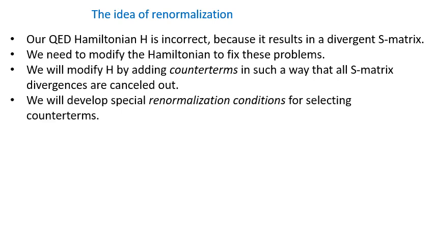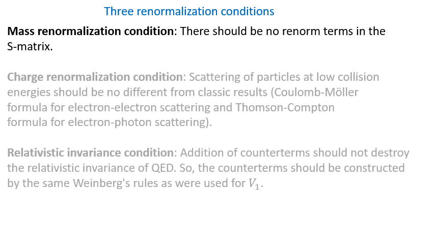In order to select counterterms, we will formulate physically meaningful renormalization conditions. There are three renormalization conditions. First, we demand that our S-matrix has no renorm terms in its expansion. We saw in our last lecture that the presence of renorm terms leads to a divergent S operator. This is unacceptable.